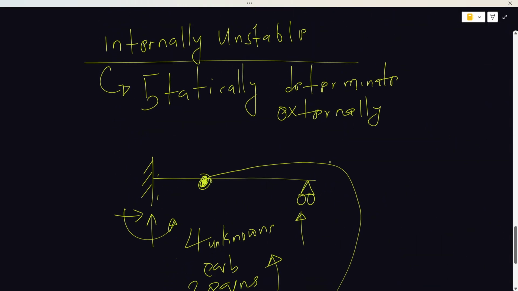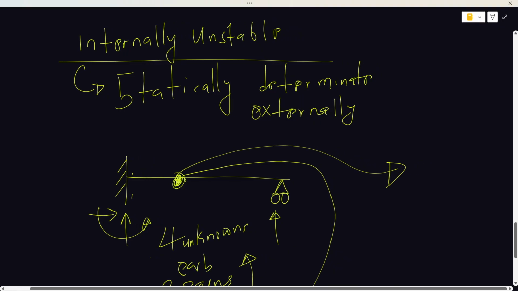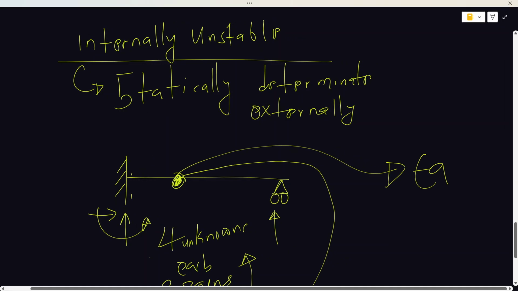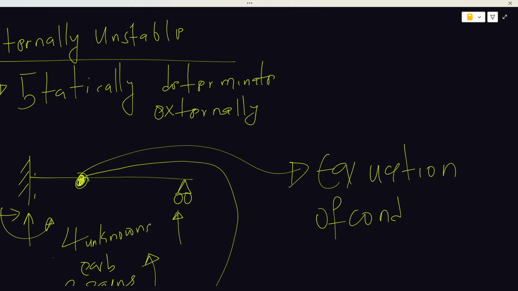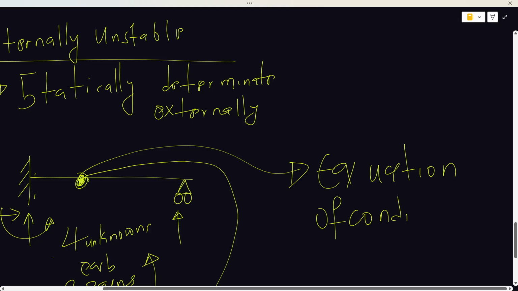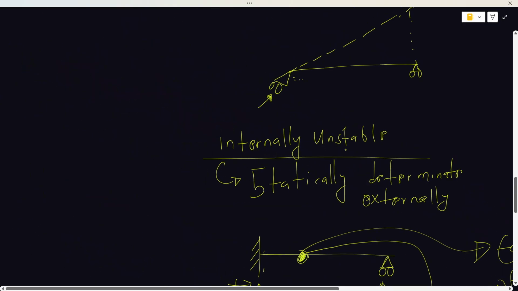This 1 more equation that came is something called an equation of condition. We'll talk about it later on, but please keep it down somewhere.